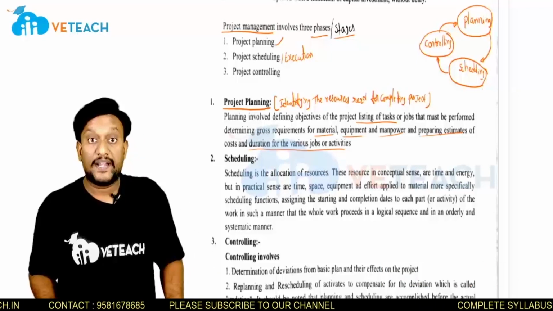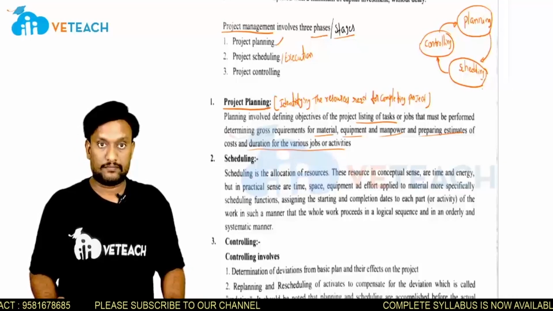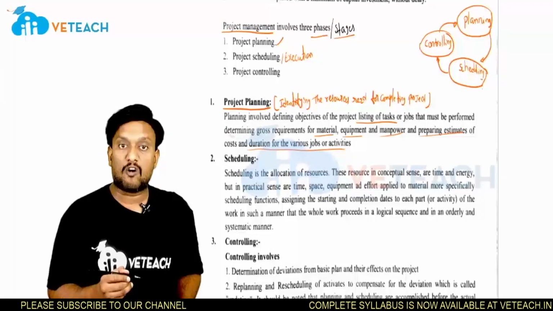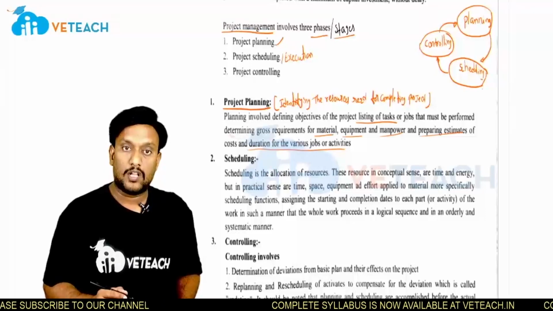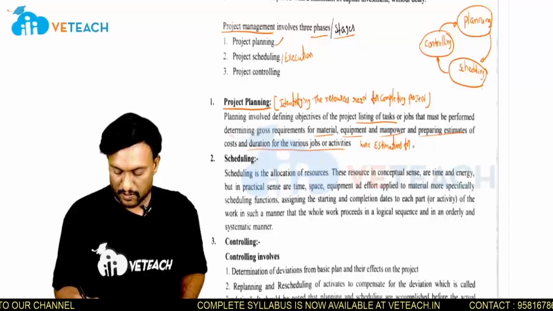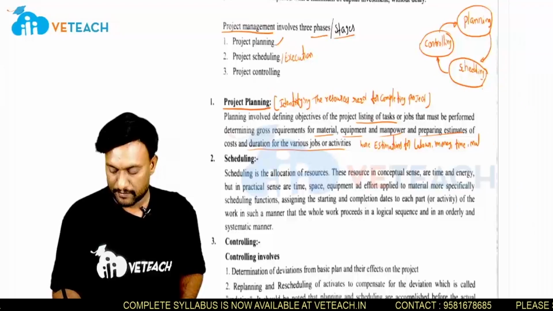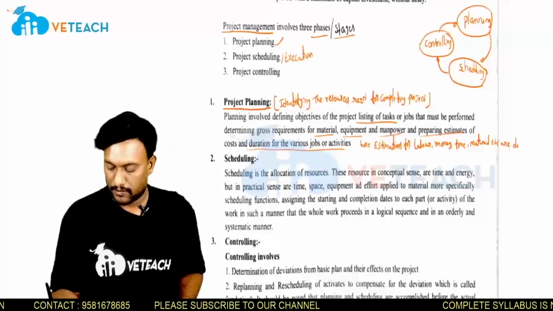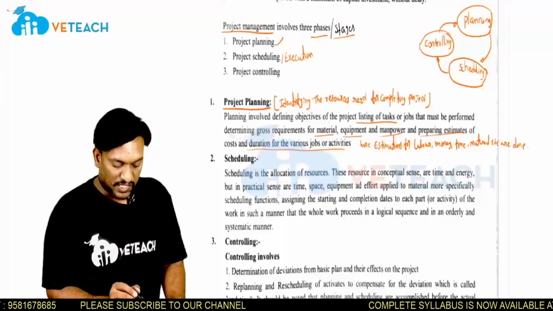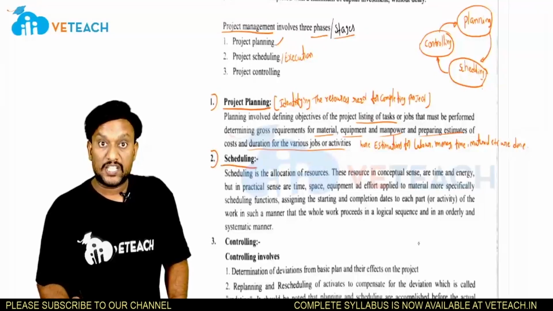Identifying the resources required for completing the project is the planning. And you have to estimate the time, the money, and how much manpower is required. All those estimations you have to do. Estimations for labor, money, time, material, etc. are done. This is about project planning. Next, the second one, is scheduling, which is also called execution.